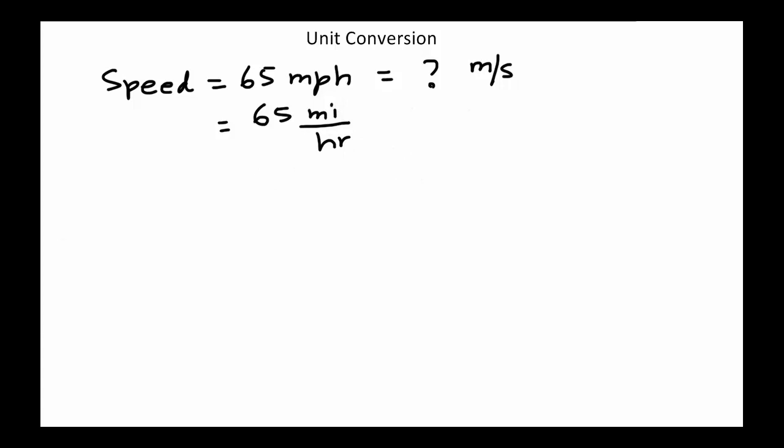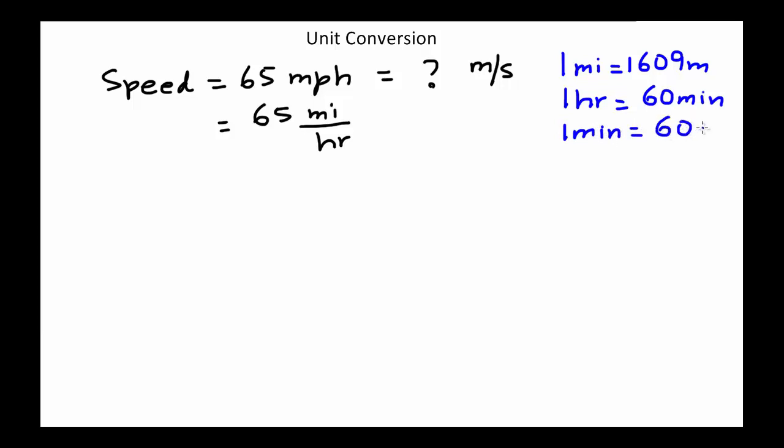The relevant conversion factors in this case are 1 mile equals 1,609 meters. 1 hour equals 60 minutes. And since we want to go to seconds, we got to have a conversion factor all the way to seconds. So 1 minute equals 60 seconds. So there are our conversion factors, and now the question is, how do we use them to convert from miles per hour to meters per second?